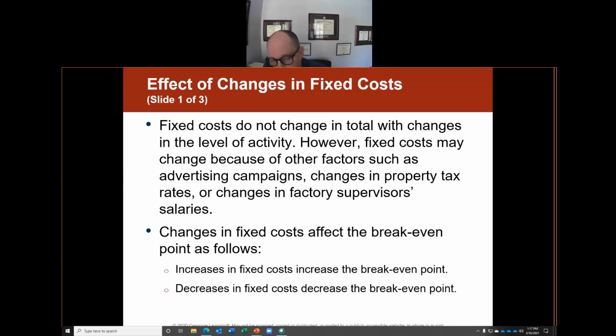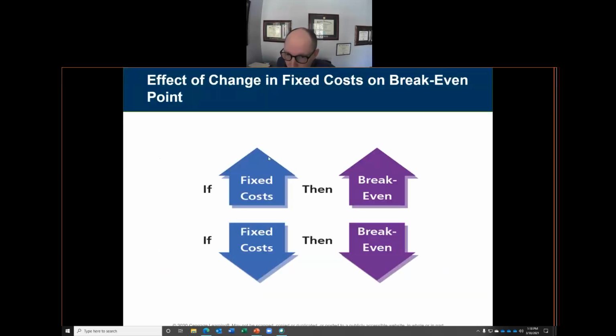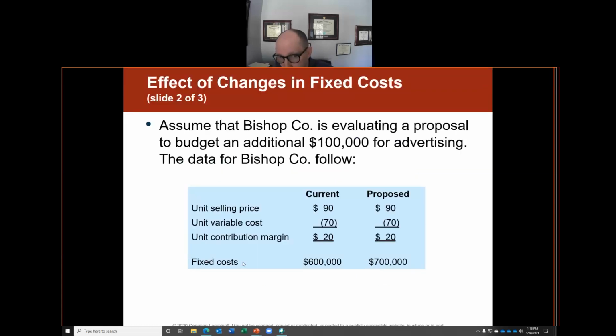When my fixed costs change, there will either be an increase or a decrease in fixed costs, and there will be an increase or decrease in the break-even point. If my fixed costs increase, my break-even point increases. If my fixed costs decrease, my break-even point decreases. Fixed costs go up, break-even goes up. Fixed costs go down, break-even goes down. That's if there's a change in fixed costs. So let's say my company is going to run a TV ad for $100,000.